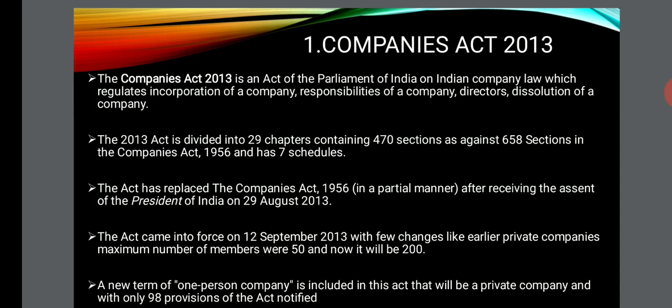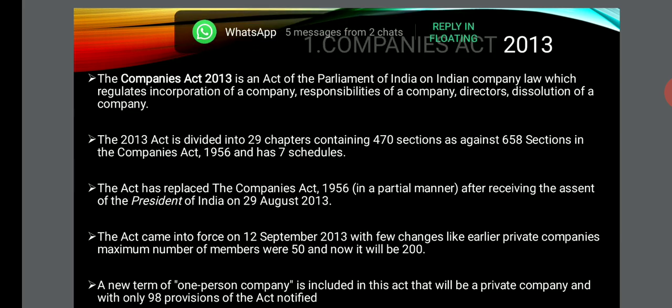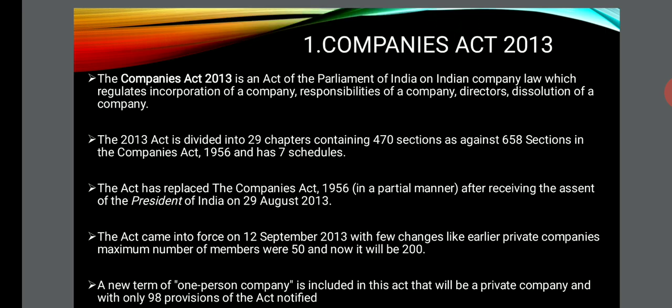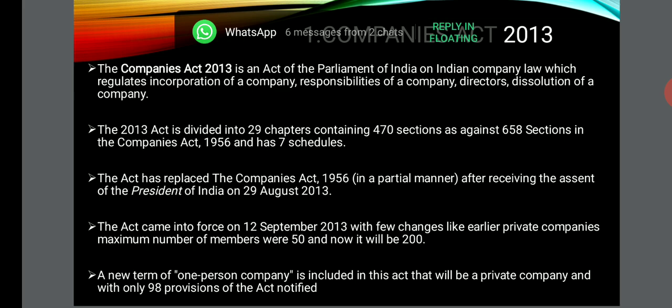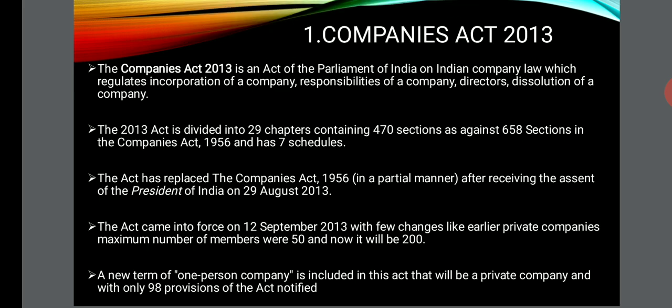So after a brief introduction of business law, let us move to the Companies Act of 2013. The Companies Act of 2013 is an act of Parliament of India on Indian company law which regulates incorporation of the company, responsibility of the company, directors, dissolution of the company. The 2013 Act is divided into 29 chapters, including 470 sections, as against 658 sections in the Companies Act of 1956, and has 7 schedules altogether. The Act has replaced the Companies Act of 1956 in a partial manner after receiving the assent of the President of India on 29th of August 2013.